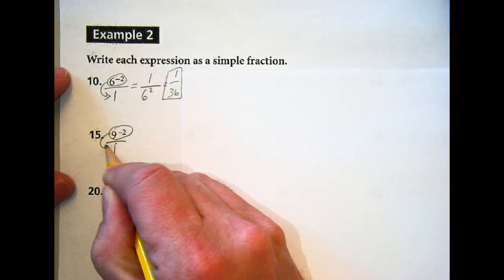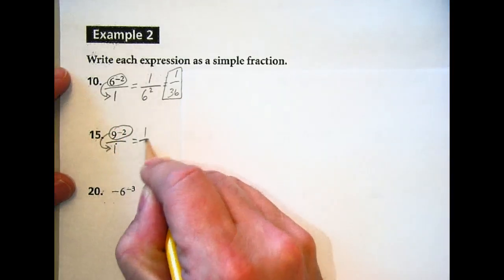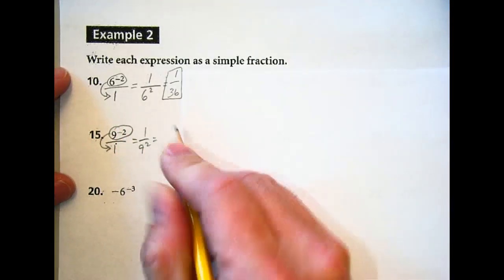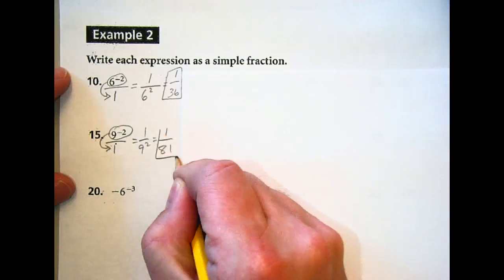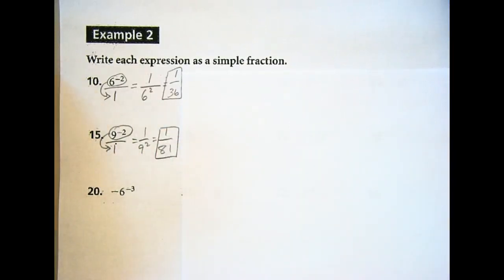All right. I had 1 over 9 squared. 1 over 9 squared. 9 squared is 81. 1 over 81. All right. Very good. How many got those two right? Okay, let's try number 20. 20 is a little tougher.